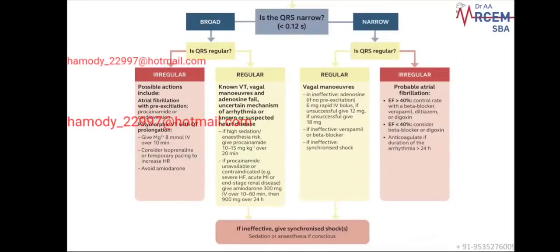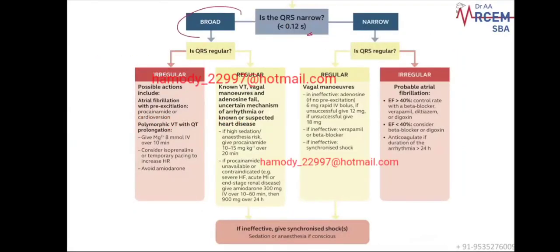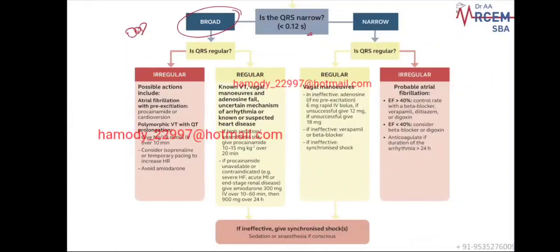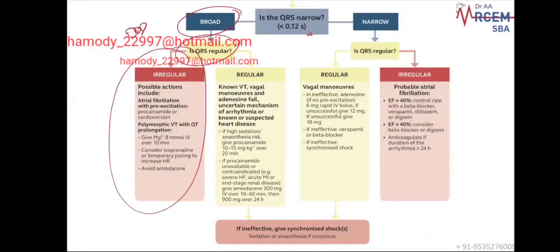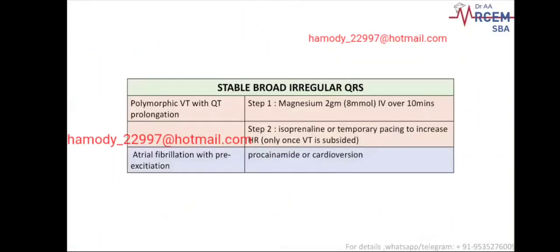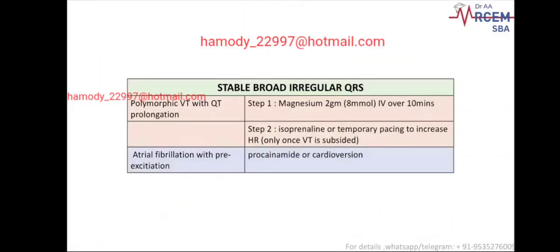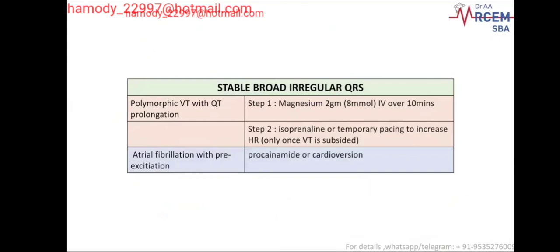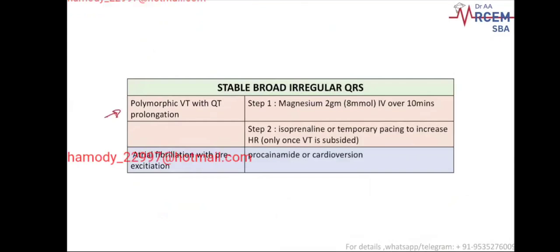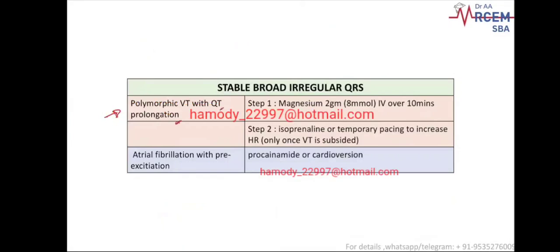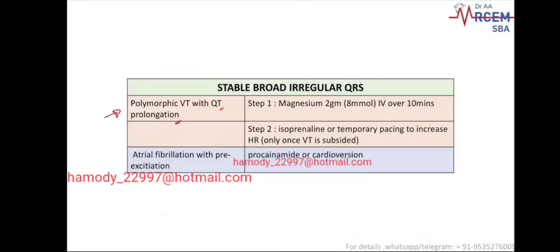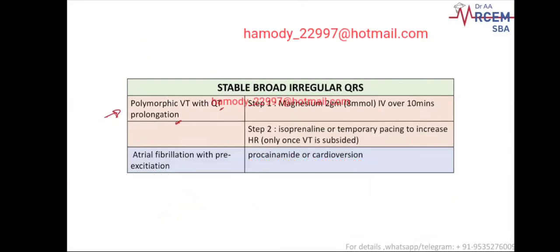Now, we have a broad QRS complex. That means more than 3 small boxes, and it is irregular. Then what we do, we go through this. Let us break it down so that we have a better understanding. So it's a stable, broad, irregular QRS complex. It can be a polymorphic VT, also known as torsades de pointes, most of the time with QT prolongation. It's the QT prolongation initially which predisposes to polymorphic VT.